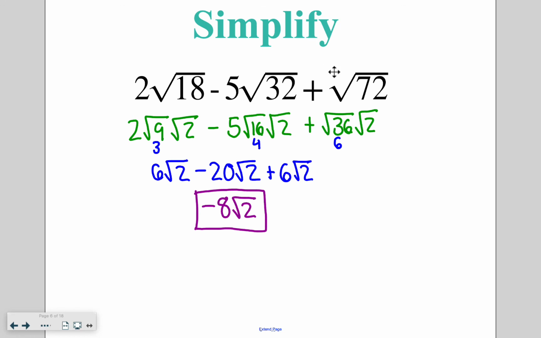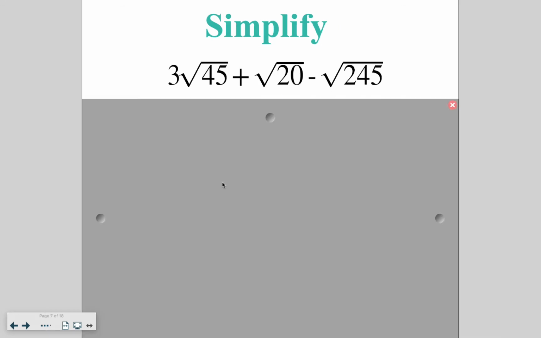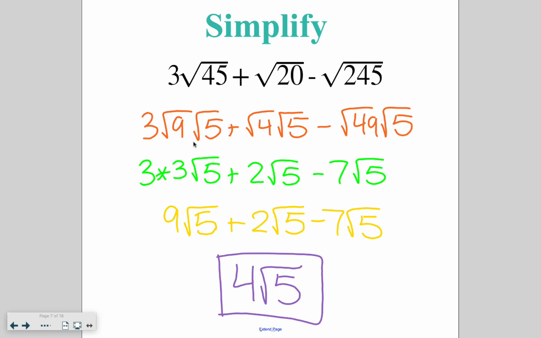So again, to start, if your square roots don't match, you want to check if you can reduce them at all so that we can get them to like radicals. Go ahead and try simplifying this one on your own. So 45 splits into 9 and 5, 20 into 4 and 5, and 245 into 49 and 5. Once we do that, we've got 9 square roots of 5 in the front plus 2 square roots of 5, which is 11, subtracting 7 square roots of 5, giving you 4 square roots of 5 as your simplified answer.